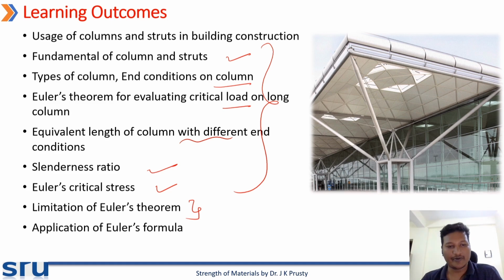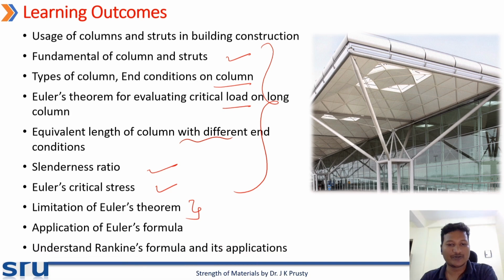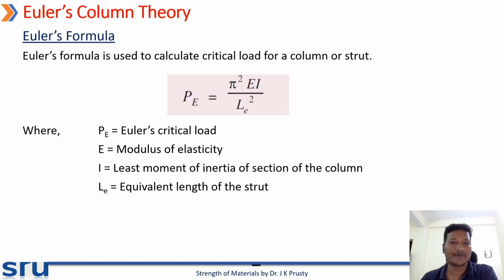So today we will discuss some of the applications of Euler's formula. In the next class we will go through some problems related to the application of Rankine's formula. As we all know, Euler's formula is used to calculate the critical load of a column or strut. So the formula we are going to use to calculate the critical load is PE is equal to pi square EI by LE square. PE is Euler's critical load.